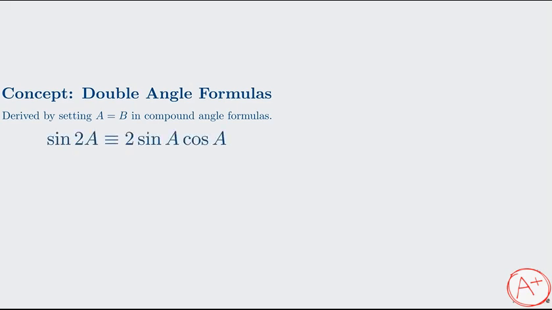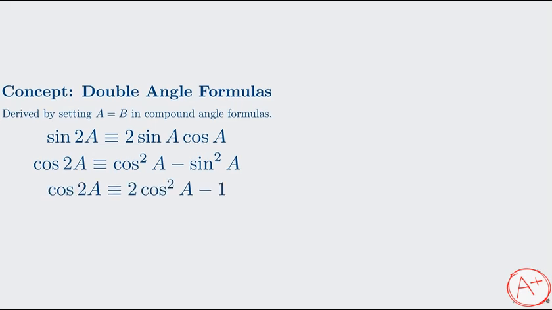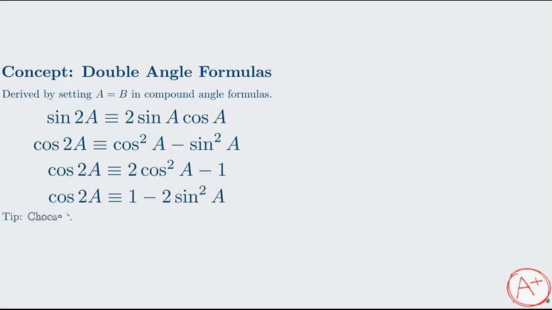Cosine 2a is unique because it has 3 forms. The primary form is cosine squared a minus sine squared a. By using the Pythagorean identity, we can also write it as 2 cosine squared a minus 1, or 1 minus 2 sine squared a. In exams, choose the version that matches the other terms in your equation to allow for easy factorization.